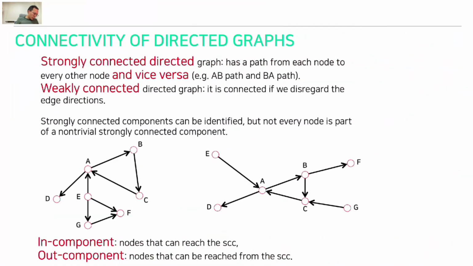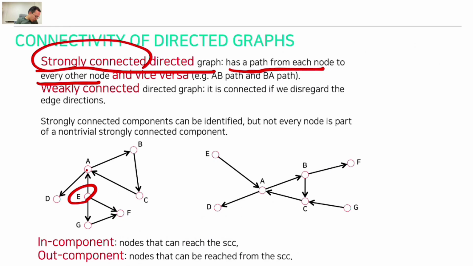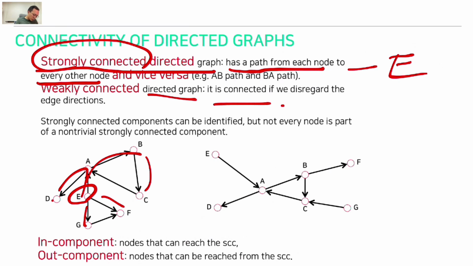So connectivity of directed graphs. We have strongly connected directed graphs. It has a path from each node to every other node, and vice versa. That's why it is called strongly connected, right? What is a strongly connected node? It has a path to everybody. In this example, maybe E has a path to everybody, right? A and D and B, C, E, G, and F. Oh yeah, E is strongly connected. So a weakly connected directed graph means that it is connected if we disregard the edge direction. So yeah, this is weak.